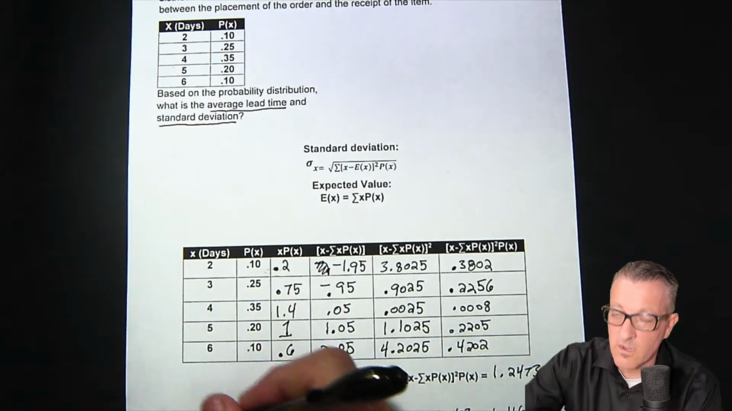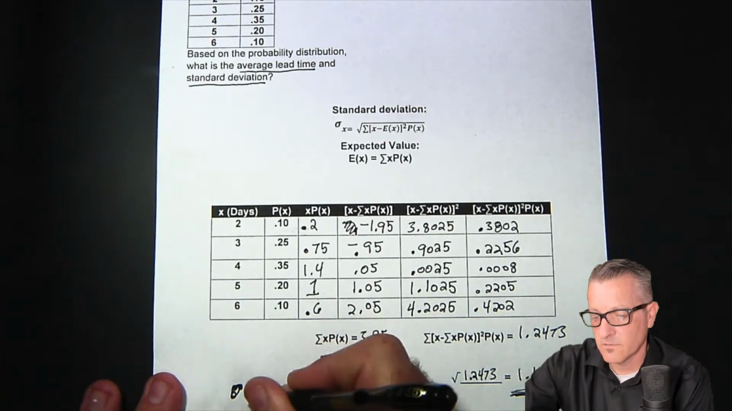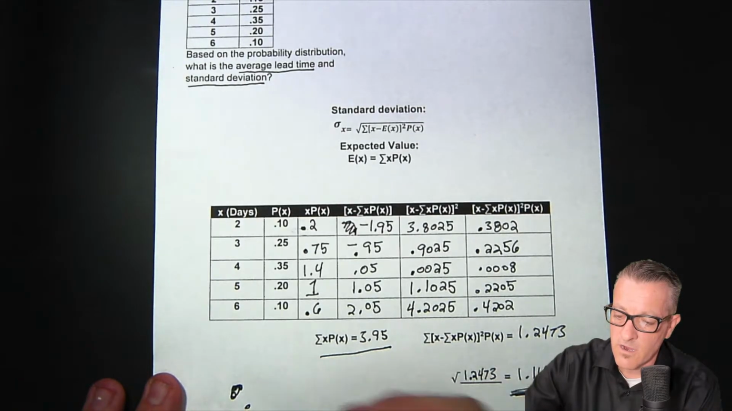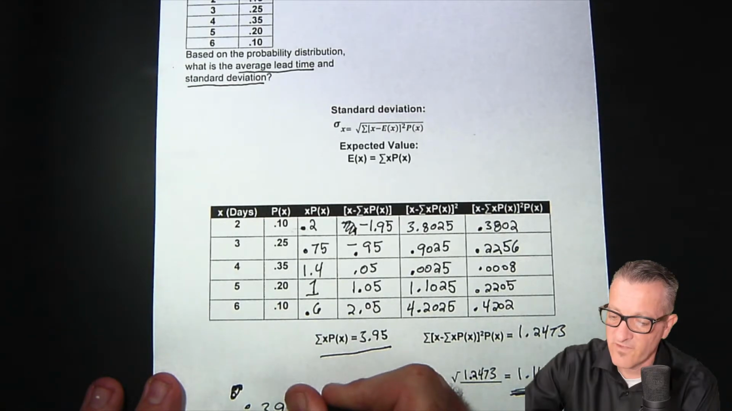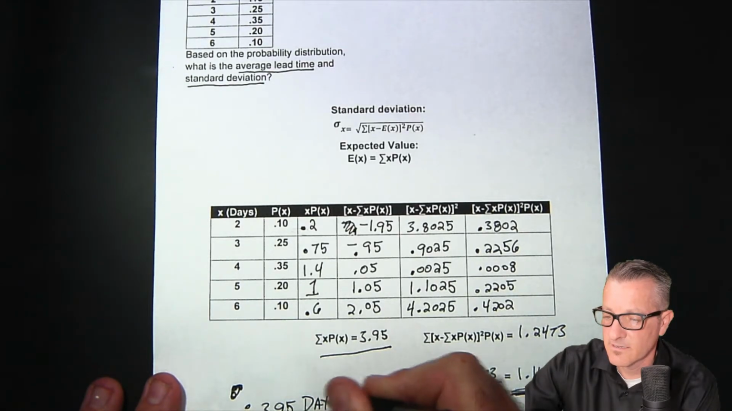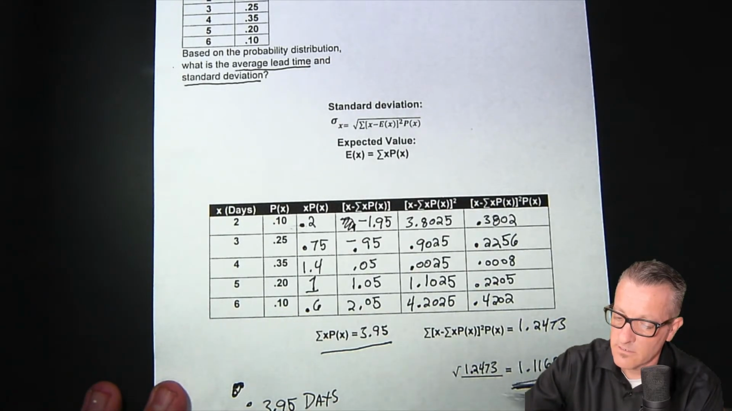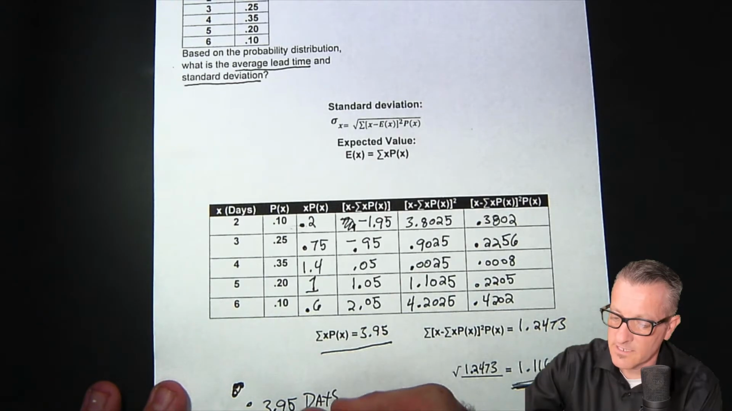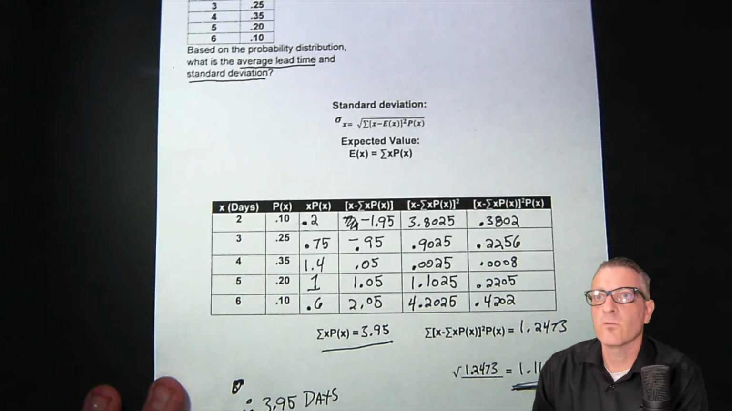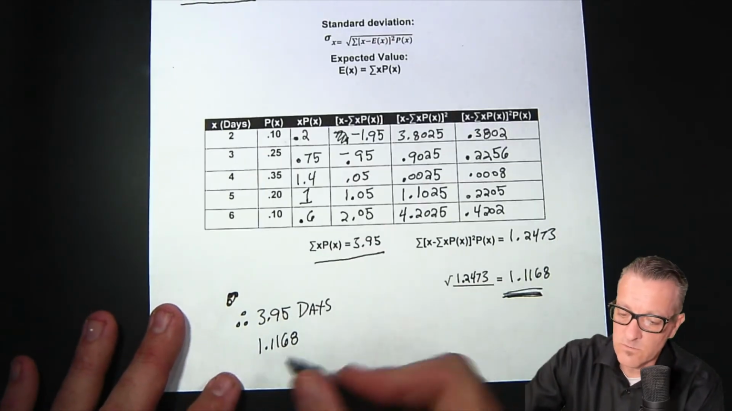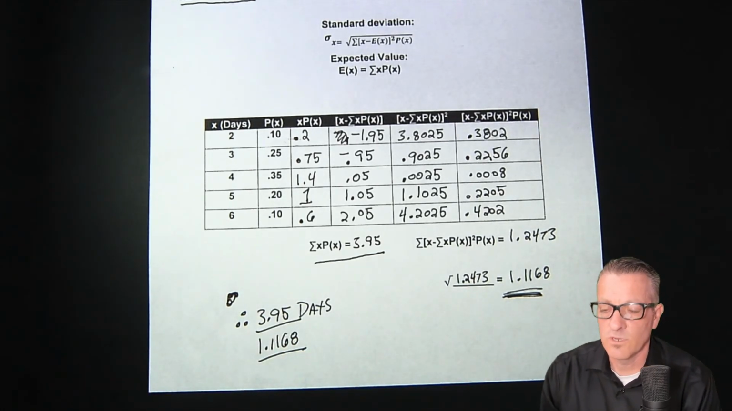So therefore, our average, we could do the little dots. Therefore, our average lead time is 3.95 days, with a standard deviation of 1.1168 days, or about 1 day. If we want to put it in terms of days, it's closer to 1 day in this case.